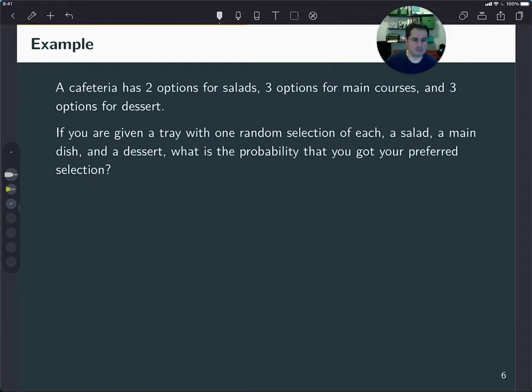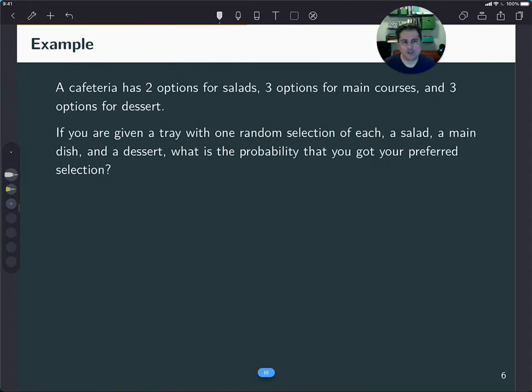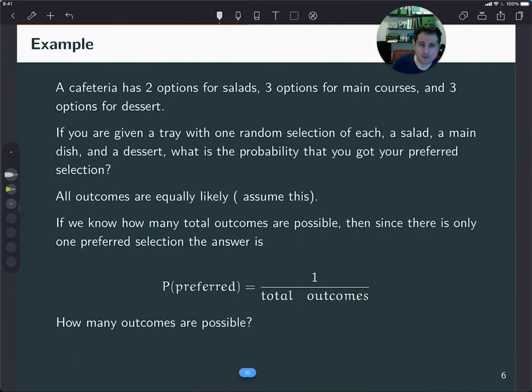So you wanted the Caesar salad, you wanted the turkey sandwich, and you wanted the cheesecake. You know what you want. What's the chance that you really get exactly what you wanted? So this is a little more complicated, right? We need to know how to count these things, and this is what we're going to do.